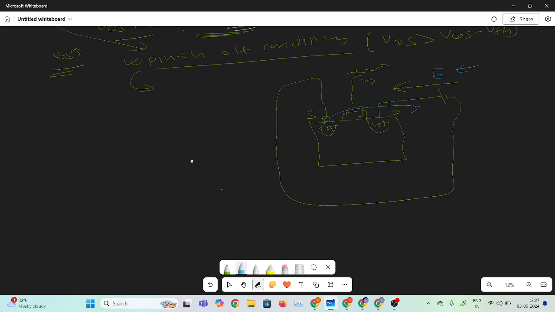From source, this is the negative terminal, this is the electron, this way electron. So this electric field is responsible to attract the electron from source to drain. That's why the name is field effect transistor. The electrons are attracted toward the drain terminal, and the current will flow in the opposite direction of the electron. I think you know that already. So that's why the name is field effect transistor.